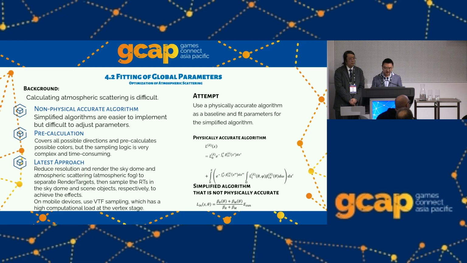Number 1, non-physically accurate algorithm. However, the parameters of this algorithm are difficult to adjust. Number 2, pre-calculation. Number 3, physically accurate ray tracing solution. This method has high computational load for mobile use. Our approach simplifies by using the effect obtained by a physically accurate algorithm as baseline, and then fitting the parameters for a simplified, non-physically accurate algorithm that achieves the same visual appearance.